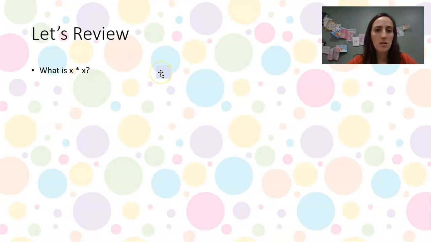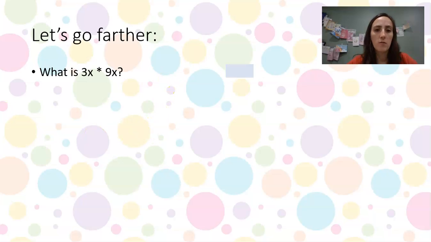Doing x times x, we know that we just change that and it becomes x squared. But what if we took that a little further? Now 3x times 9x. We still do the x times x, and the 3 times 9 gave us 27. So we have 27x squared.